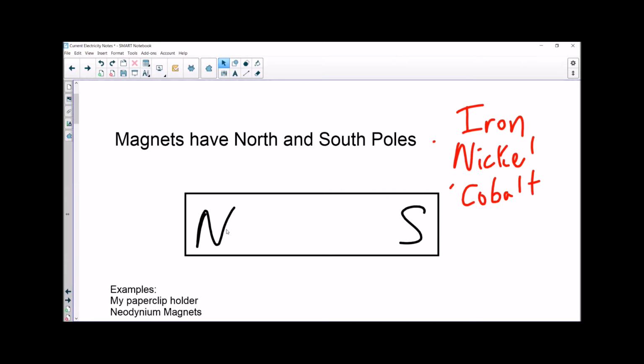A rule about magnets we're going to talk about a little bit later in class today is that for every north pole, there has to be a south pole. You can't just have a north pole by itself. Now, there are materials which are called lodestones or are naturally magnetic. Iron, nickel, and cobalt are the three materials that can be naturally magnetic and are easily magnetized.